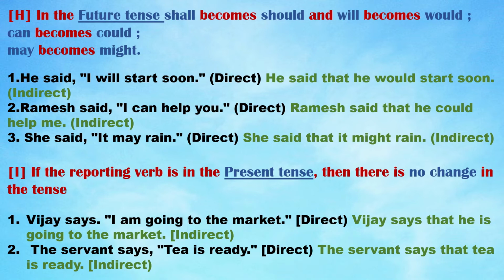Next rule, if the reporting verb is in the present tense, then there is no change in the tense. Example, Vijay says, "I am going to the market," is a direct speech. Vijay says that he is going to the market is indirect speech. The servant says, "Tea is ready," is direct speech. The servant says that tea is ready in indirect speech. There is no change in the tense form.